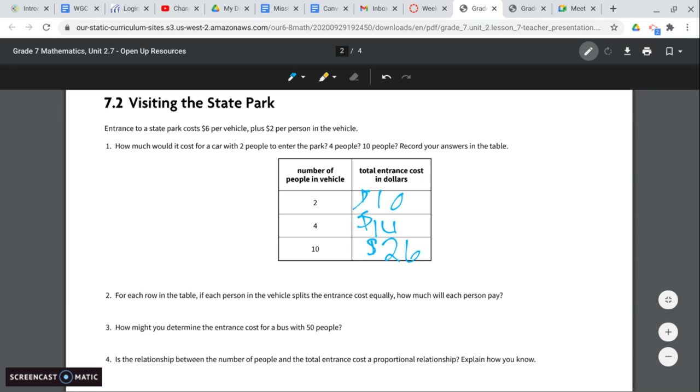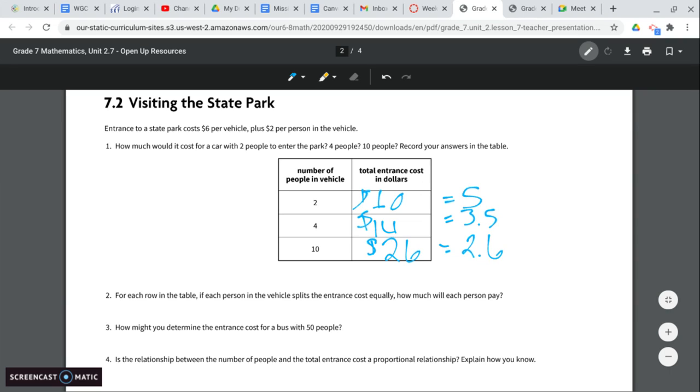each person pay? So with 2 people, 10 divided by 2 is 5. With 4 people, 14 divided by 4 is 3.50. And for 10 people, 26 divided by 10 is 2.6.